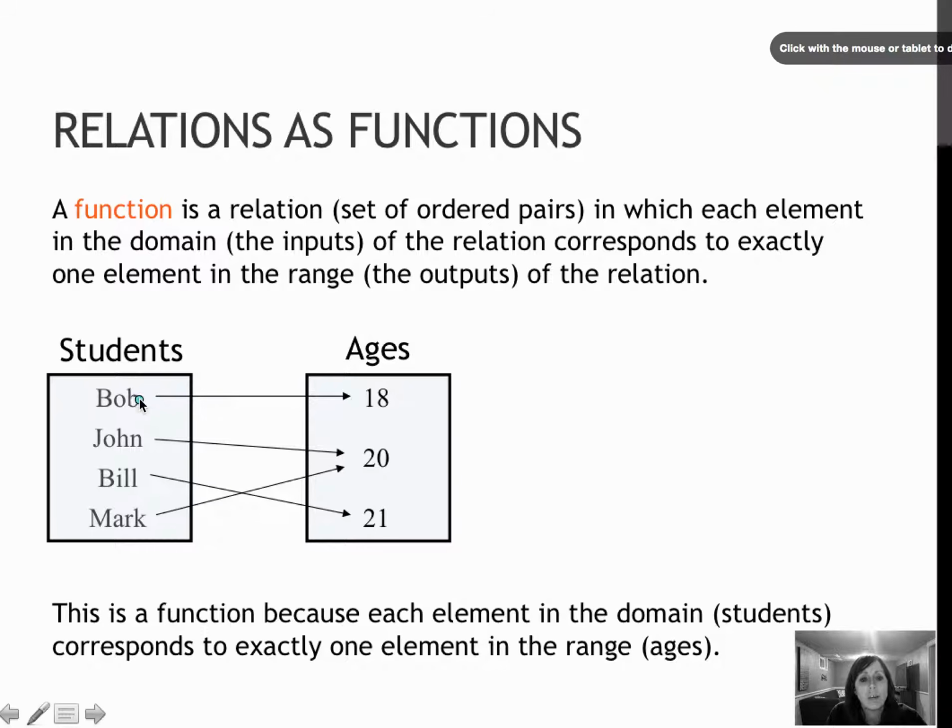So here Bob is 18, John is 20, Bill is 21, and Mark is 20. Each student is only one age. So this is a function because each element in the domain has only one element in the range.